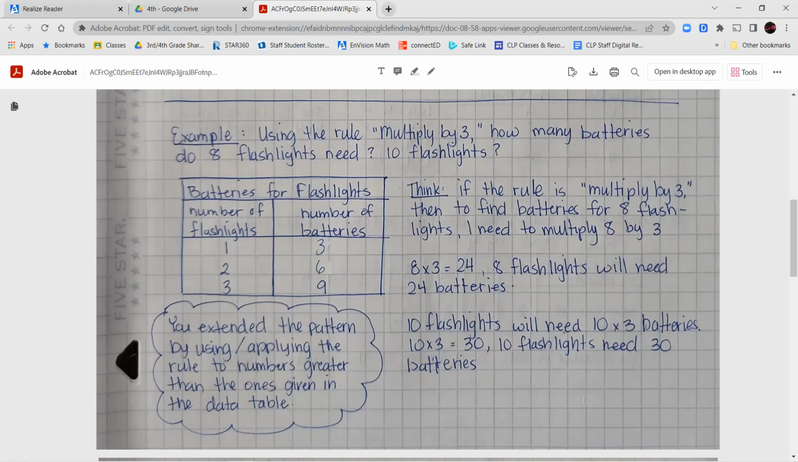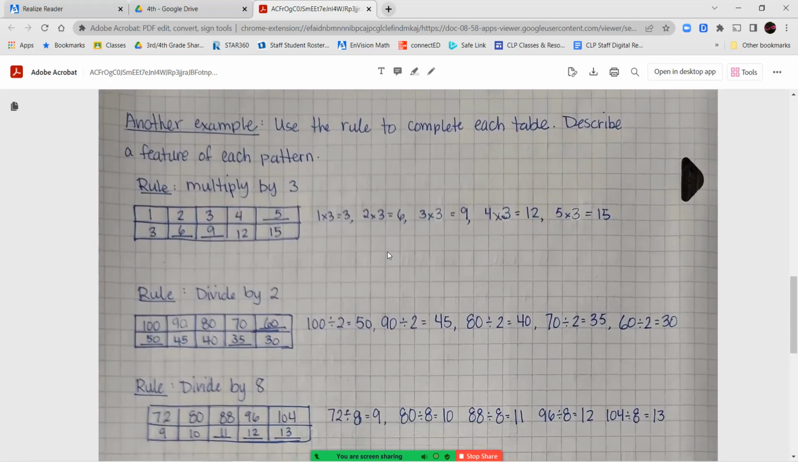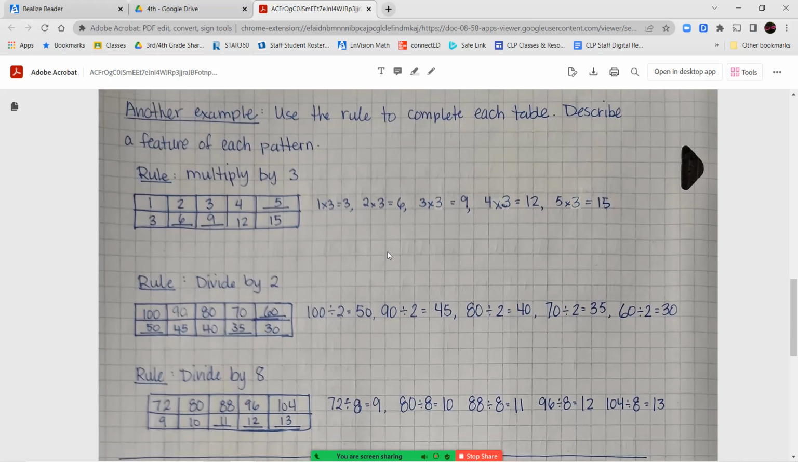So here what you did was you extended the pattern. You carried it out further and you used that pattern, you used that rule and you applied it to numbers that are greater than the ones that they gave you in the data table. So you took the rule that they gave you and you used it for bigger numbers. That's what extending a pattern is. Now let's take a look at a couple other examples. Now we have the rules, and we're going to describe a feature of each pattern as well.